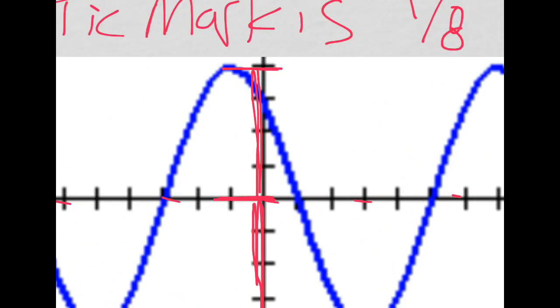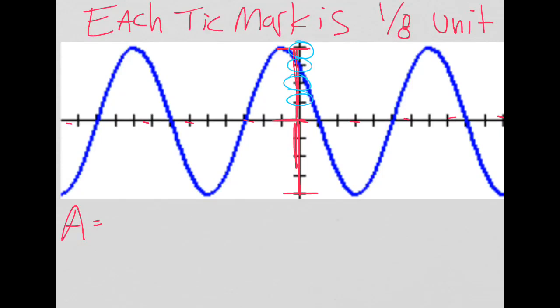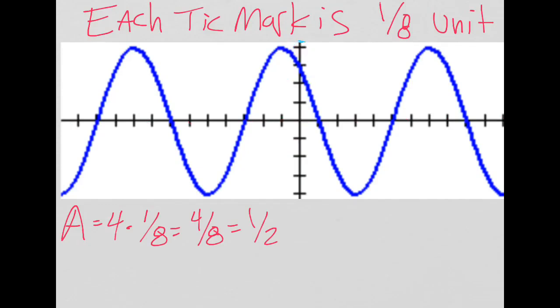Well, let's think about how many tick marks we have here. We've got 1, 2, 3, 4 tick marks, and each tick mark is worth 1/8 of a unit. So we've got 4 times 1/8 of a unit, which is 4/8 of a unit, which is 1/2. So I know the amplitude is 1/2 right here.